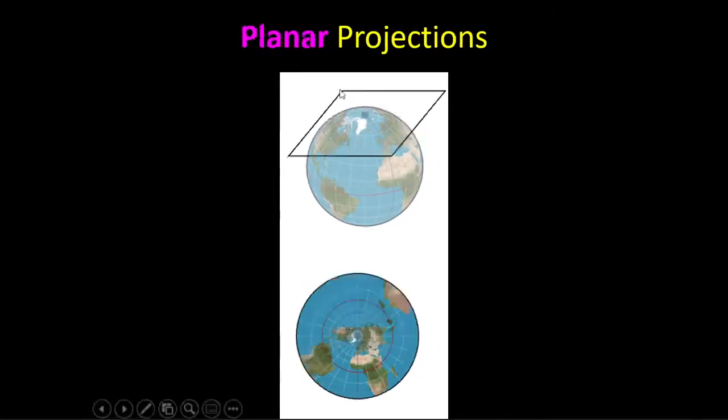Finally, we have our planar projections. This results from the positioning of a developable surface of a plane next to a reference globe and projecting the landmass and graticule onto the plane. The longitudes appear as straight lines that radiate from the center. Latitudes appear as circles centered around a point, in this case being the North Pole.